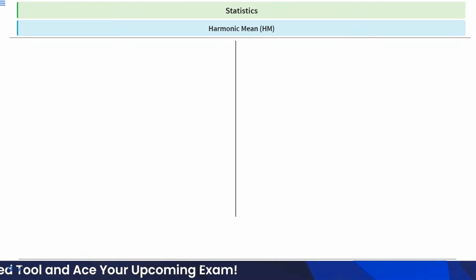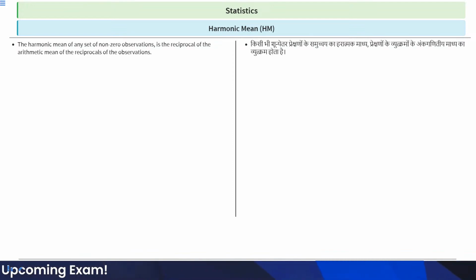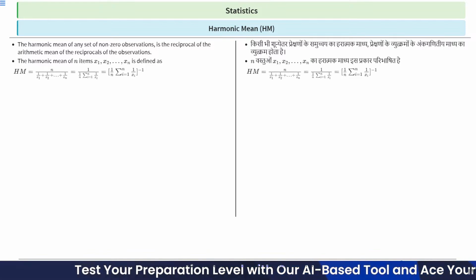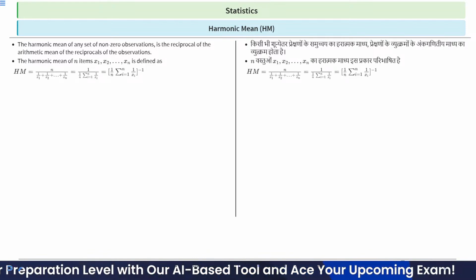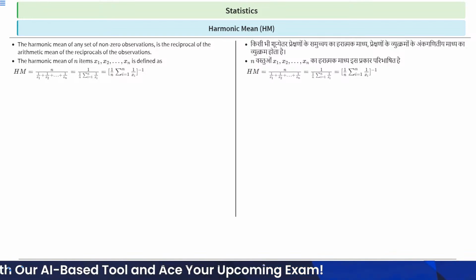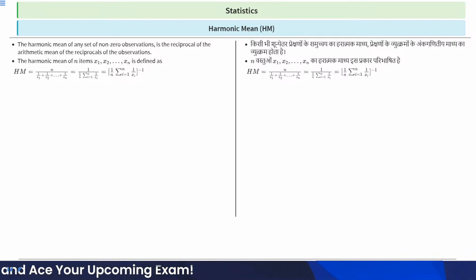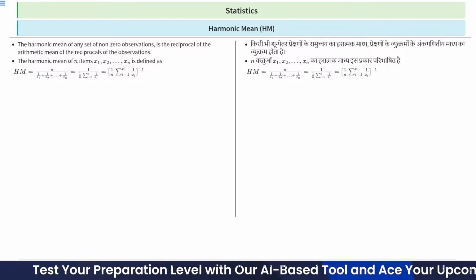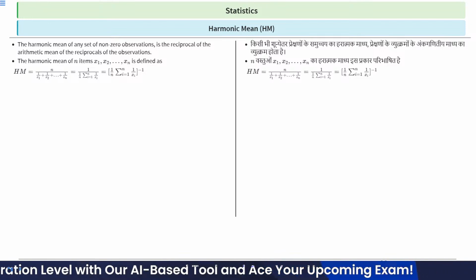Next, harmonic mean HM. The harmonic mean of any set of non-zero observations is the reciprocal of the arithmetic mean of the reciprocals of the observations, right? The harmonic mean of n items x1, x2, x3 till xn is defined as HM is equal to n upon (1 upon x1 plus 1 upon x2 till 1 upon xn), right? Which is equal to 1 upon (1 by n summation of i is equal to 1 to n 1 upon xi), right? Which is equal to (1 upon n summation of i is equal to 1 to n (1 by xi)) to the power minus 1, right? It is called harmonic mean.